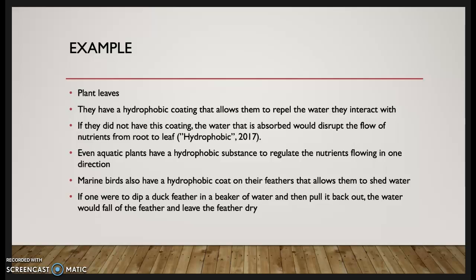Marine birds also have a hydrophobic coat on their feathers that allows them to shed water. So if one were to dip a duck feather in a beaker of water and then pull it back out, the water would fall off the feather and leave the feather dry.